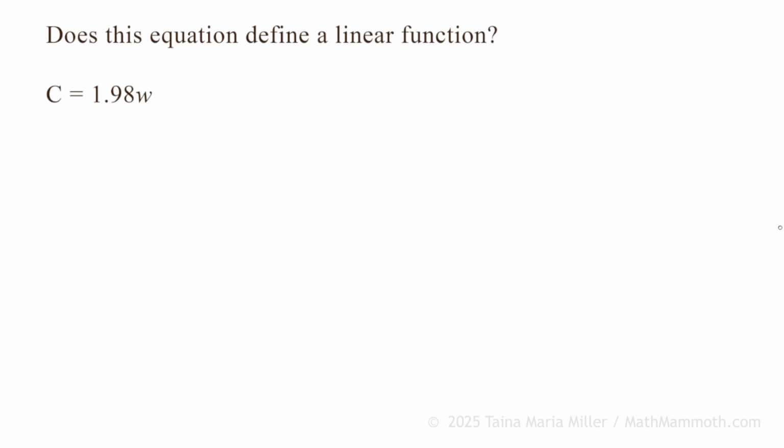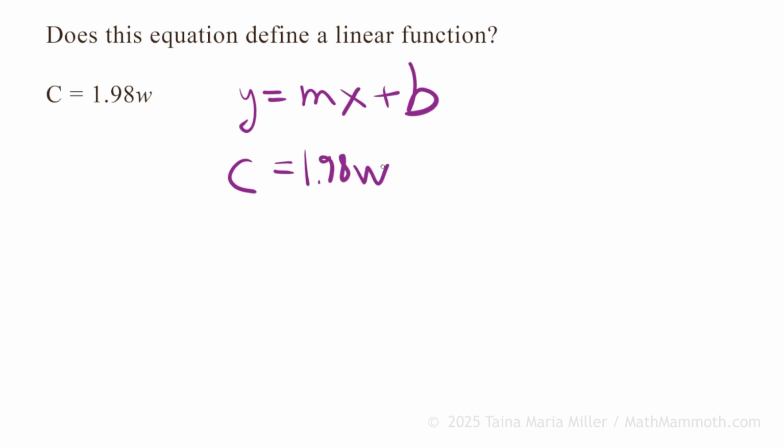C equals 1.98 times w. Is it of the form y equals mx plus b? Well, yes. C equals 1.98 times w, so the m is here 1.98. And b is just 0. Y, our dependent variable, is C, and the independent variable x is w. So yes, it is of that form. Yes, it is a linear function. It is actually even describing a proportional relationship here, but definitely a linear function.